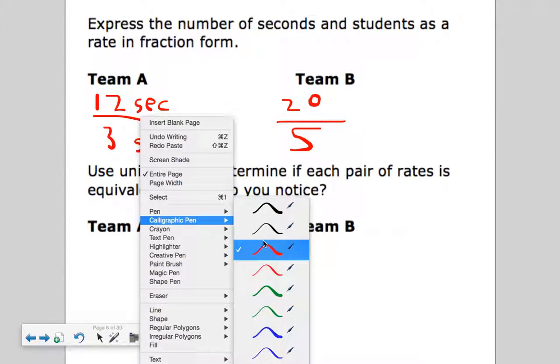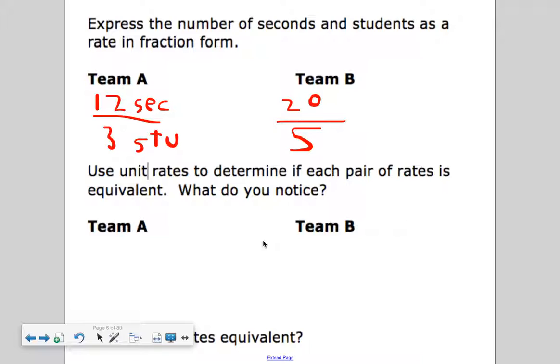So the next question says, use unit rates to determine if each pair of rates is equivalent. What can I divide the numerator and denominator by? By 3. So it's 4 seconds for every 1 student. What can I divide the 20 and 5 by? By 5. So it's also 4 seconds for every 1 student. So the question is, are they equivalent? They are. So team A and team B worked at the same speed of 4 seconds per student.